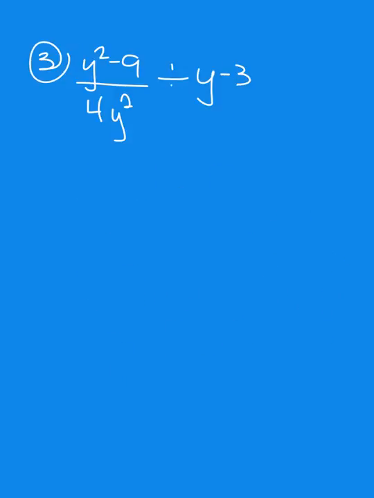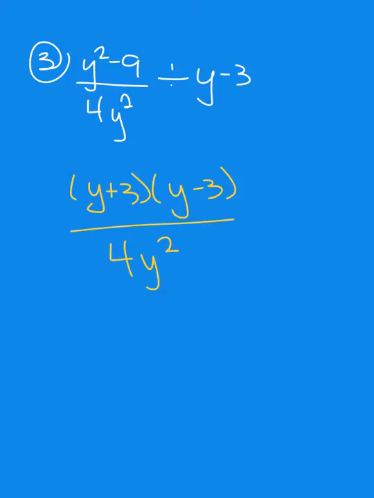In number 3, this time my numerator is y squared minus 9. I have a perfect square minus a perfect square, so I can pull that apart. I can factor it. I get y plus 3 times y minus 3. My denominator is 4y squared. My division becomes a multiplication, and I take the reciprocal.